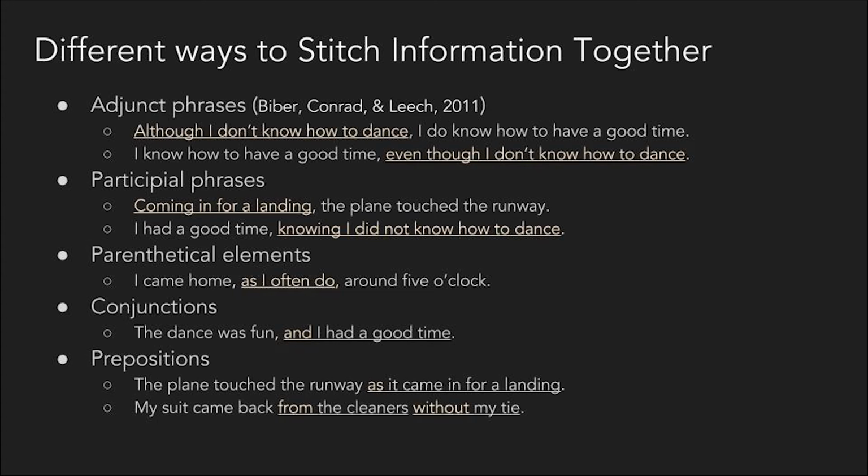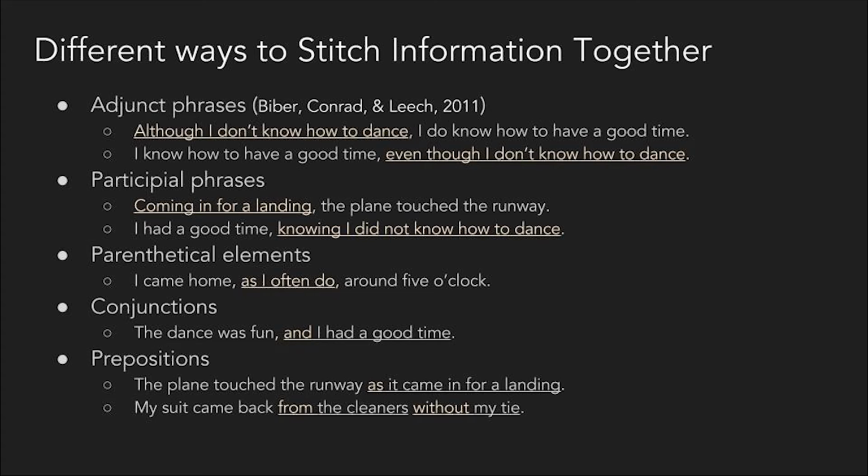Do you see how I can represent the same dependent phrase at the beginning of that first sentence as a participial phrase? I had a good time, comma, knowing I did not know how to dance. This conveys all the same information as the first sentence, but instead of representing the idea of not knowing how to dance as a contrasting element using although, it is represented with an ing verb, the same meaning represented with a different dependent element.